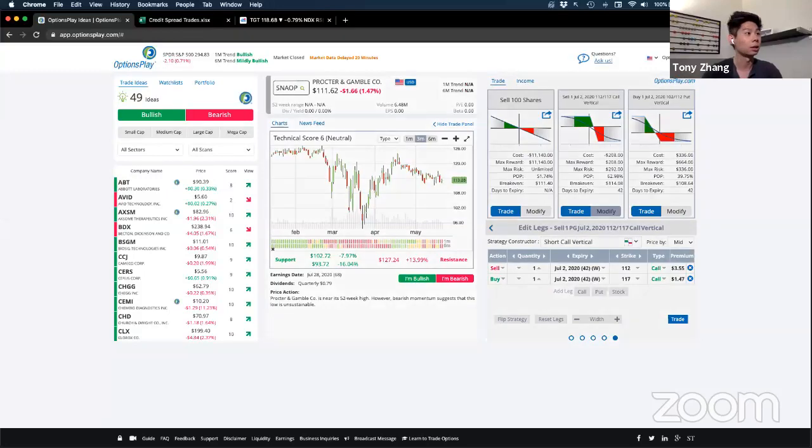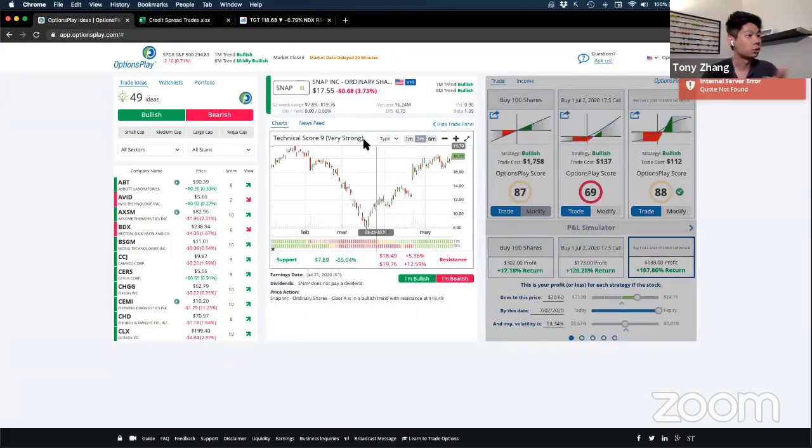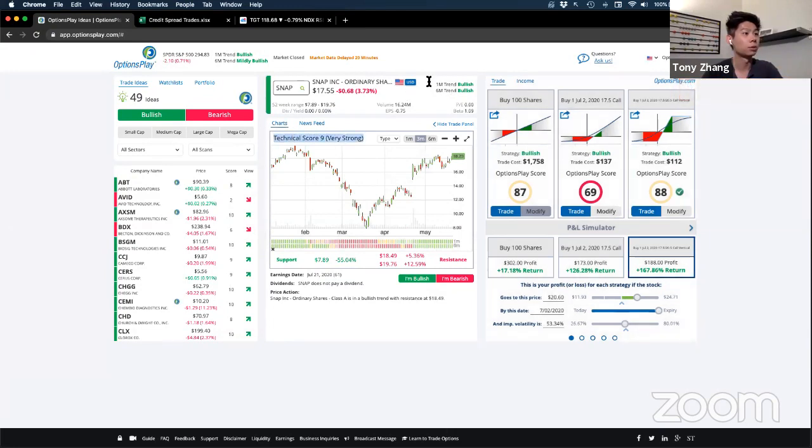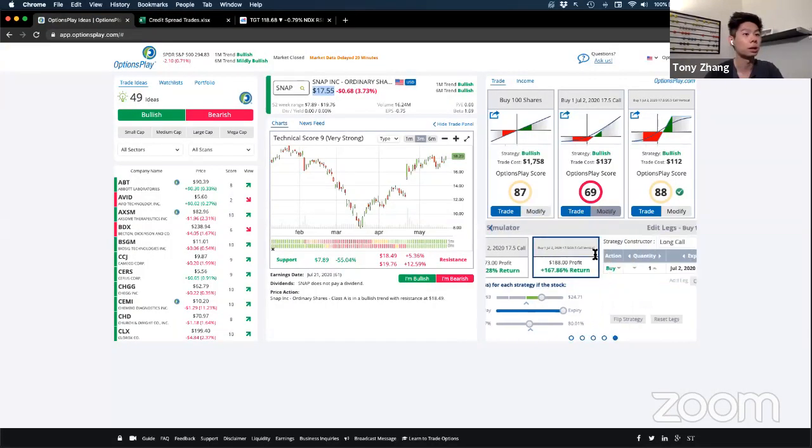And Snapchat, I'll take a look at that real quick. Snapchat is a very strong stock. 1-month and 6-month trend is bullish. This is a stock that we've been quite bullish on. So it's trading at 17.55. We were selling the 17.5, 16 here. So let's take a look at that real quick.